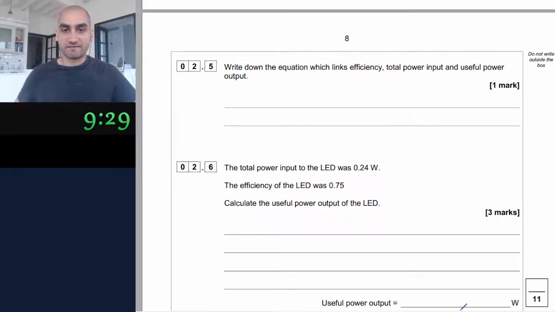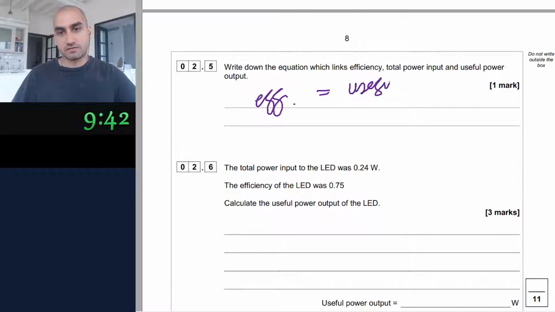Write down the equation which links efficiency, total power input, and useful power output. Efficiency equals useful power divided by total power. I mean, it can only be this, right? You don't even need to know physics to know this.